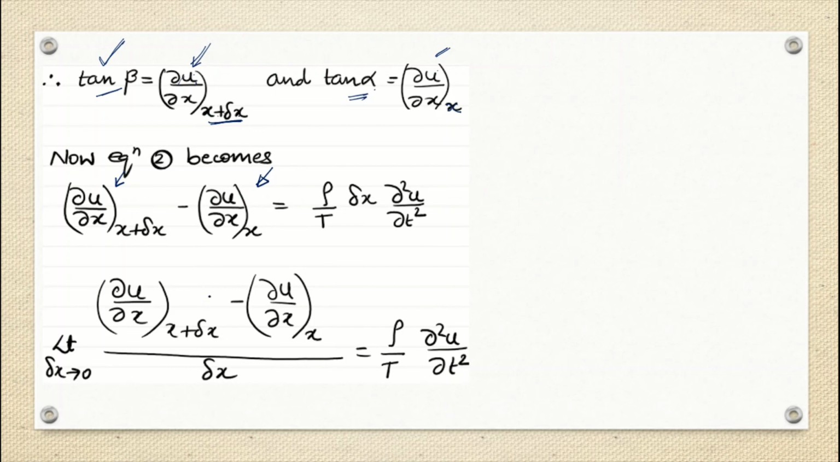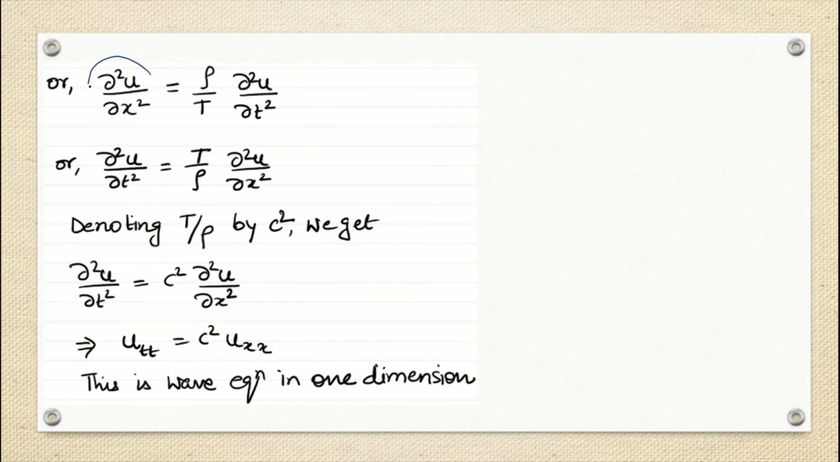Now we are dividing throughout by delta x, and we know that delta x is very small, the distance between A and B is very small. So this complete thing says we are going to find del by del x of the difference between slopes. That means we can write this left term as del 2u by del x square. The right hand side is as it is: rho by t, and then del 2u by del t square.